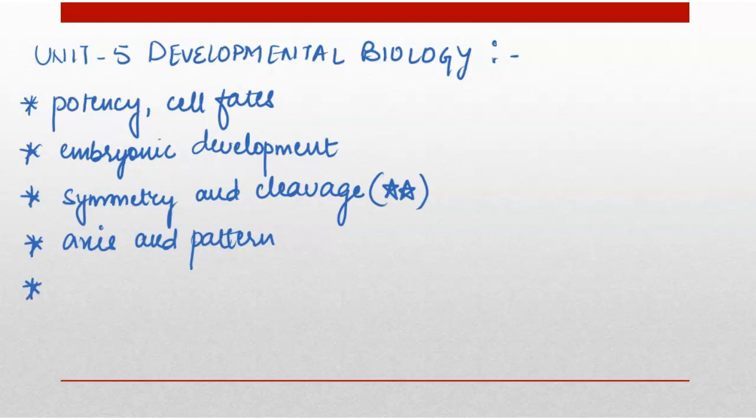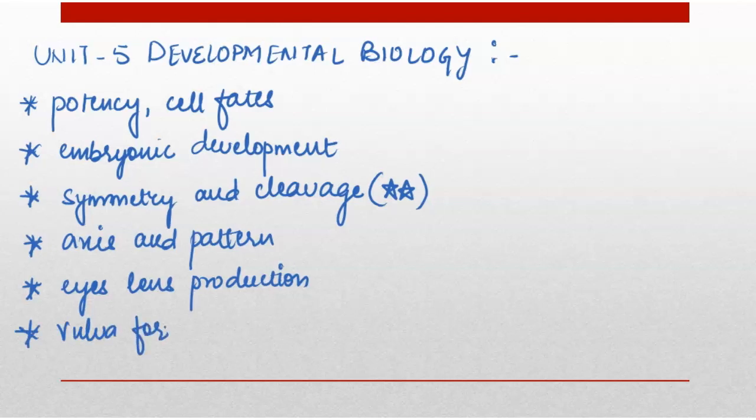Next we have eye's production. This basically comes in the form of mutations, that if you mutate this gene, how will the eye's production change or what will be the different results of it. So this comes in experimental based form. Then we have vulva formation. It's a very small topic, interesting also. This is basically vulva formation in C. elegans. Easy topic to prepare.